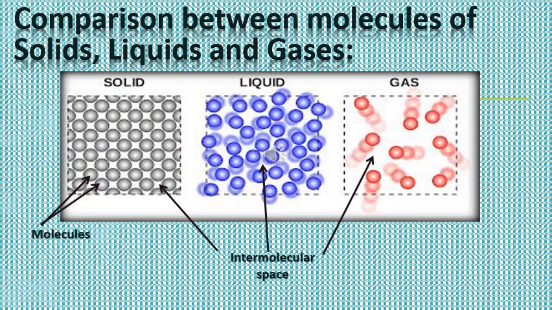This picture shows a comparison between molecules of solids, liquids and gases. You can see in this picture, solid molecules are very tightly packed, liquid molecules are farther from each other, and in gases they are very loosely packed. Intermolecular space in solids is very little. In liquids it is more than in solids, and in gases it is very large.